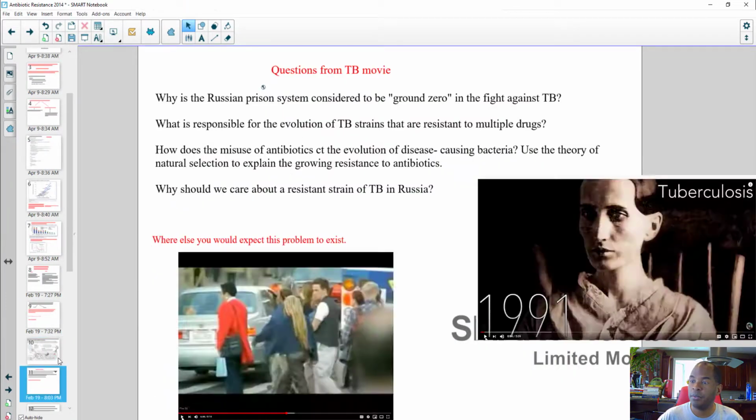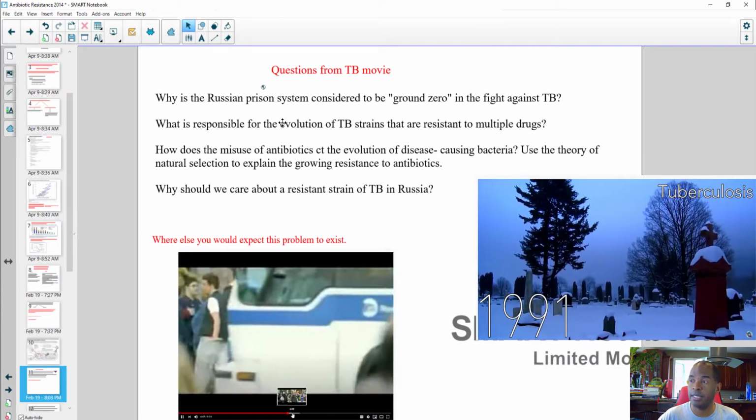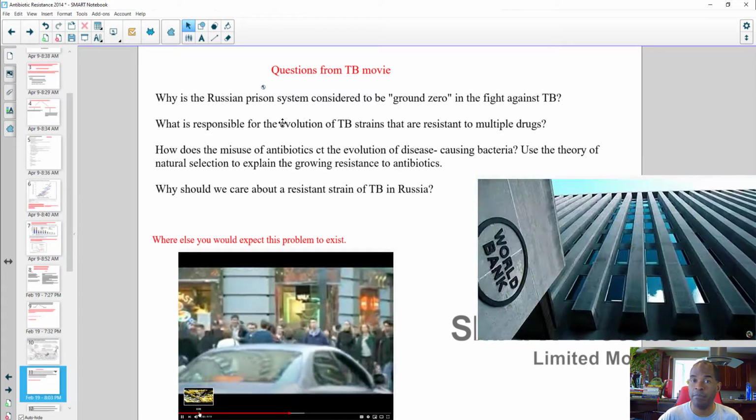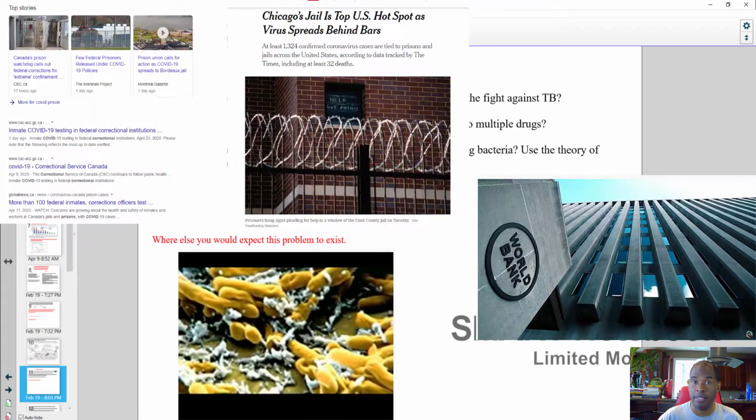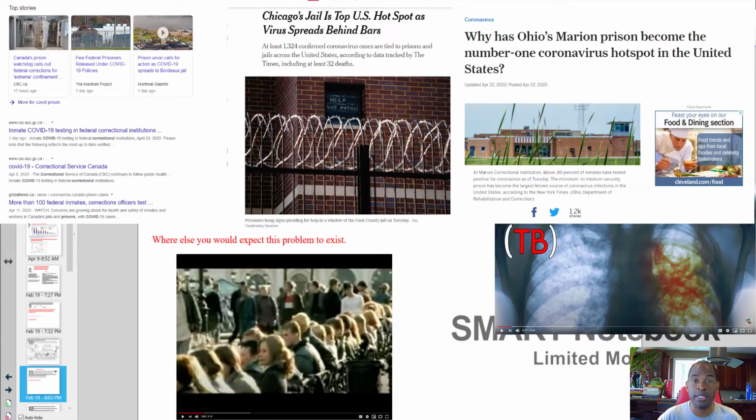All right, so there's a movie about Russian prisoners and the spread of TB. I don't know if you've been following the news about COVID, but the prison system around the world is problematic. The conditions are perfect for breeding viruses, and bacteria and other pathogens.